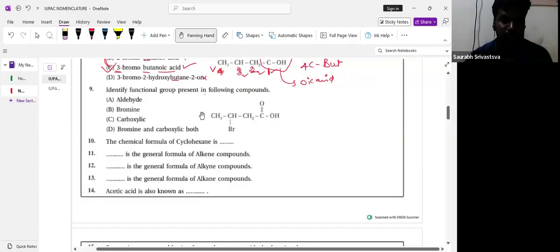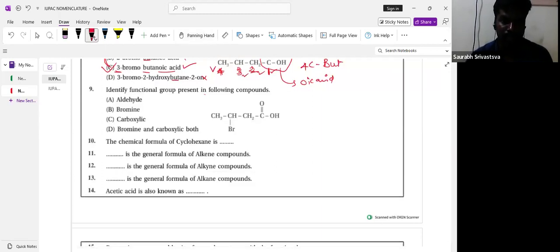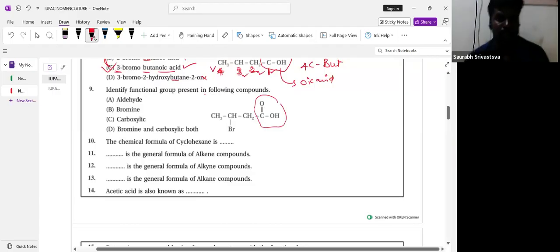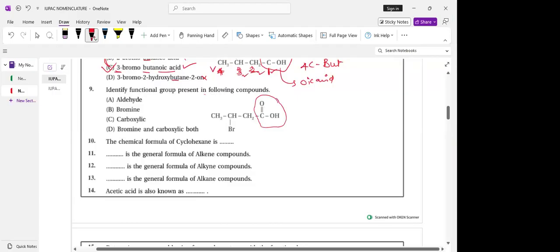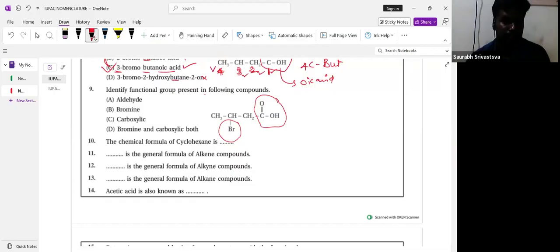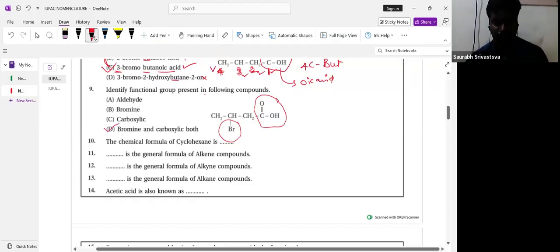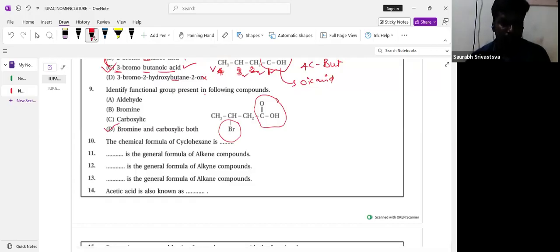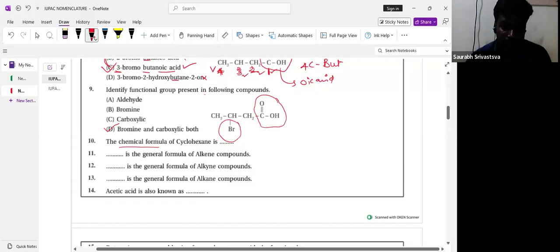Identify the functional group present in the following compound. What is the functional group? This is the functional group. It's a carboxylic acid. And the next functional group, what is that? Bromine. 2 functional groups are there, no? 2 different things. That's why bromine and carboxylic acid both are functional groups.